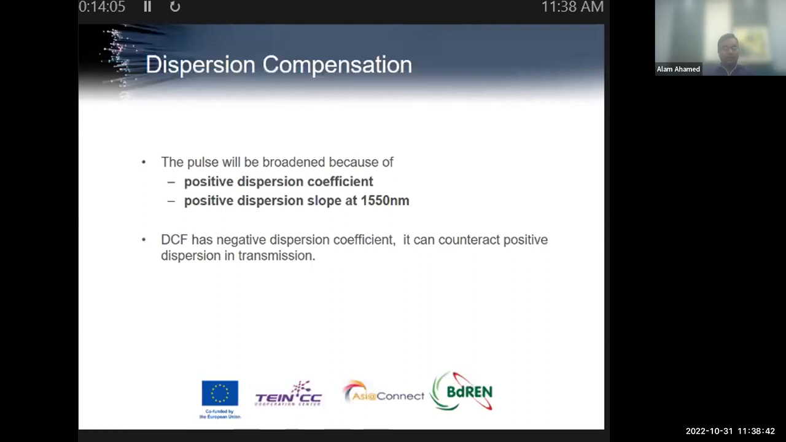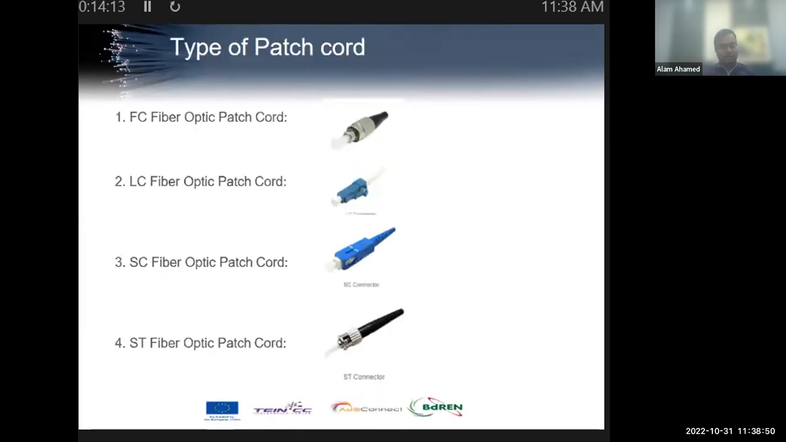Dispersion compensation. When dispersion is high, we can use dispersion compensation equipment. In the practical session, we can show the dispersion compensation equipment. Now we can discuss the patch cords. The first patch cord has an FC connector, FC. The second one is the LC. The third one is the SC. And the fourth one is the ST. Mainly we use these three types of patch cord.